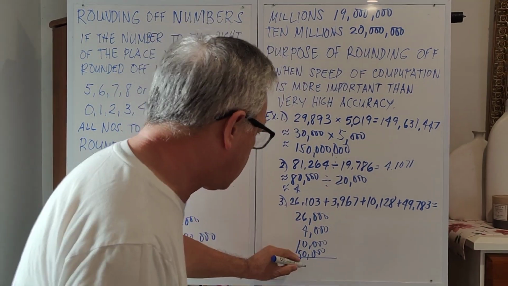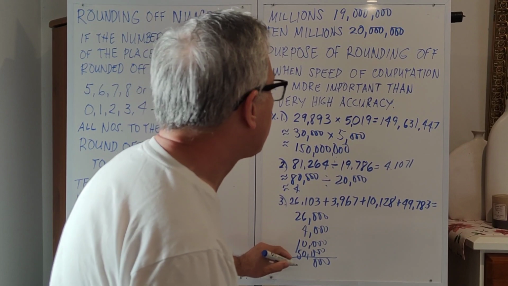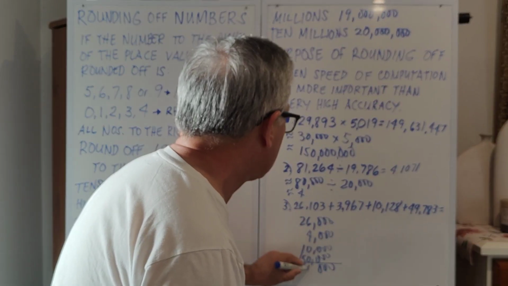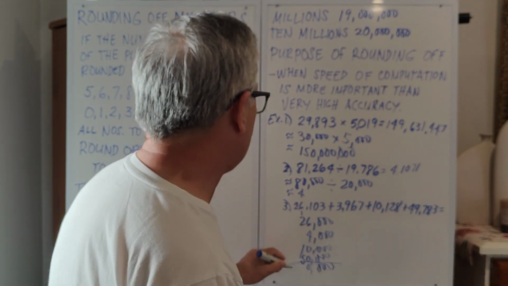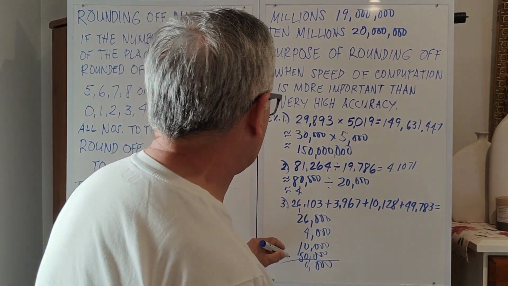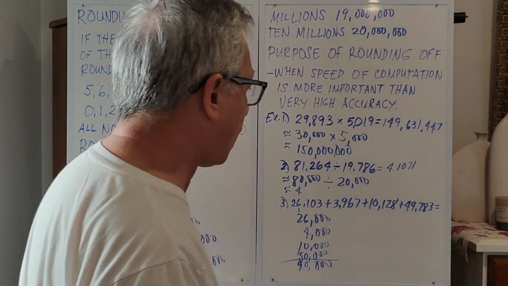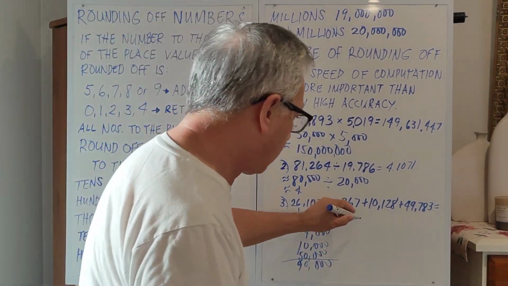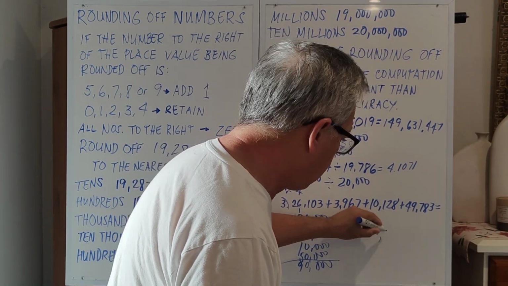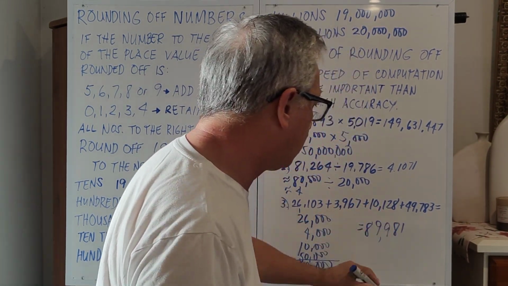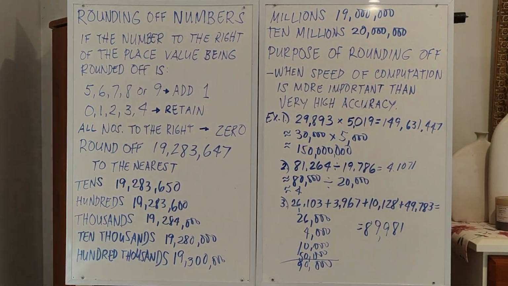If we add all of this, we get 90,000. The actual answer is 89,981, which is close to the approximate. And that is rounding off numbers.